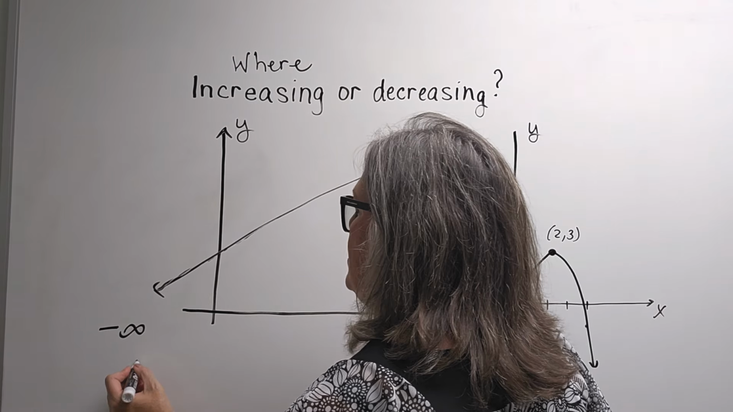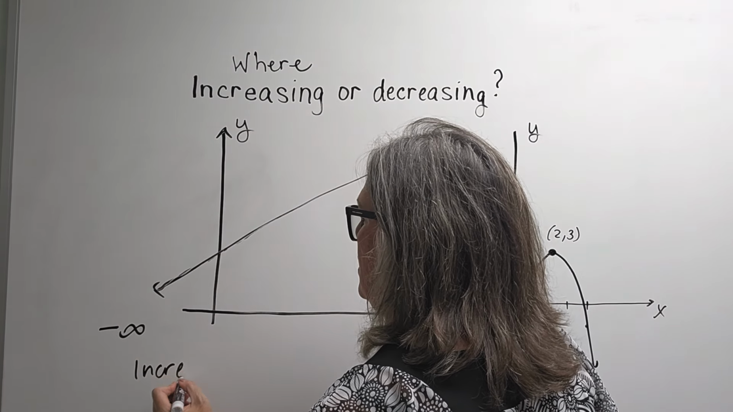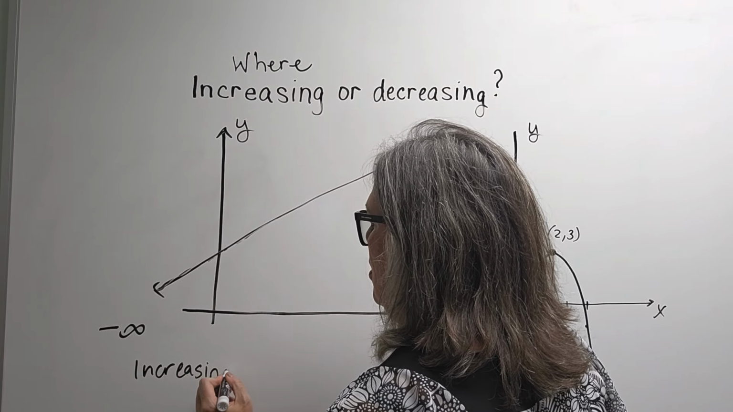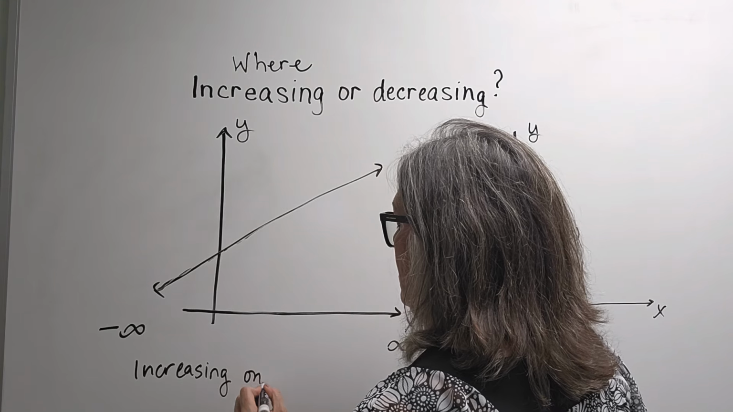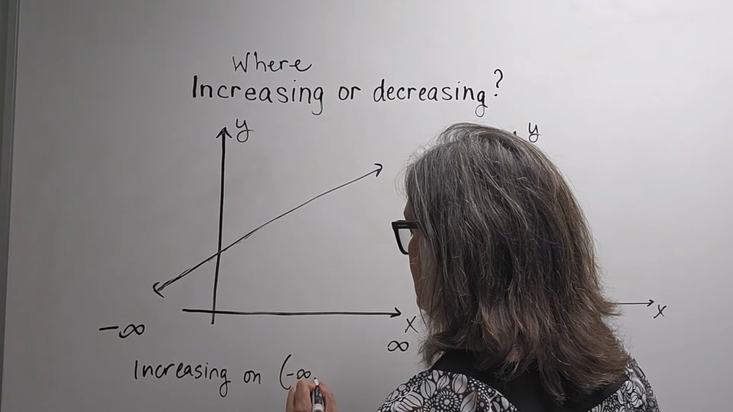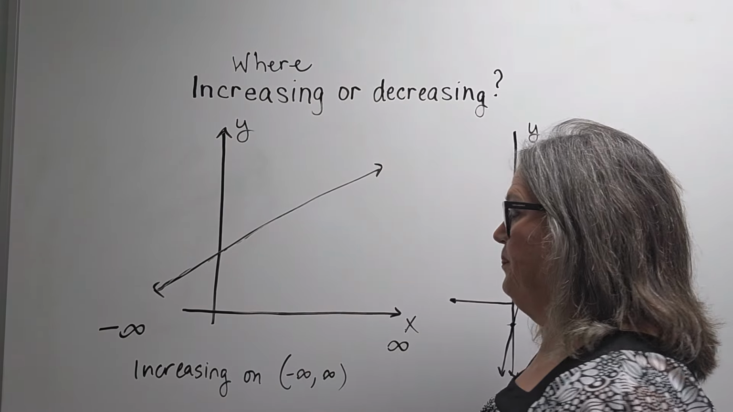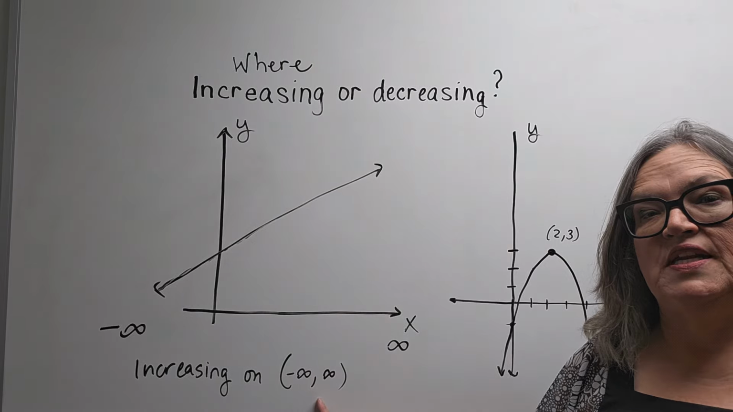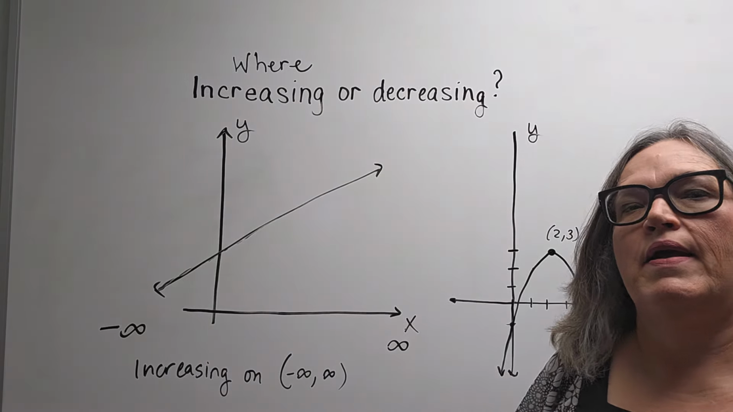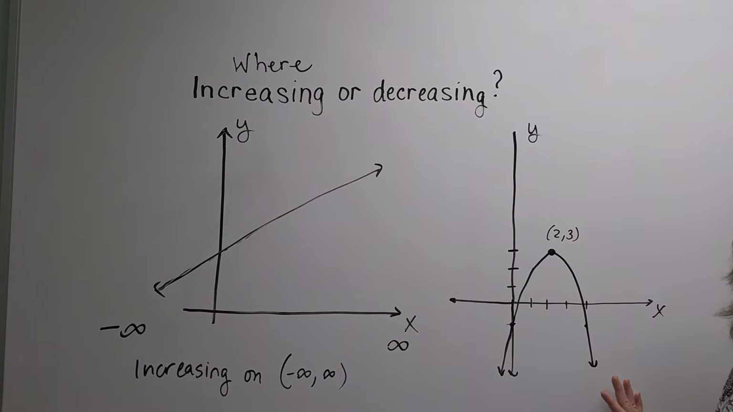Okay, so this function is increasing on the entire x-axis, which is minus infinity to infinity. All right, now here we have a function that is both increasing and decreasing.